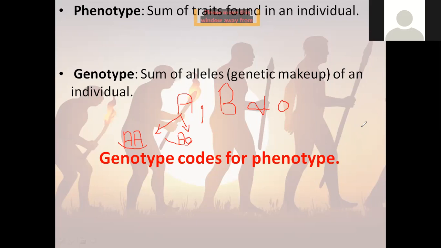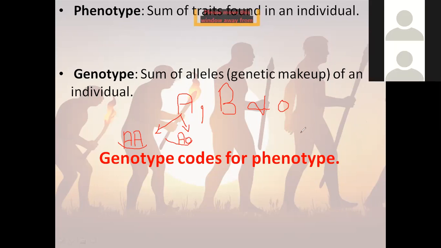Blood group B. BB, yes, and BO. Excellent. BB or BO. It can be expressed in both cases, homozygous or heterozygous. Thank you, Cynthia.